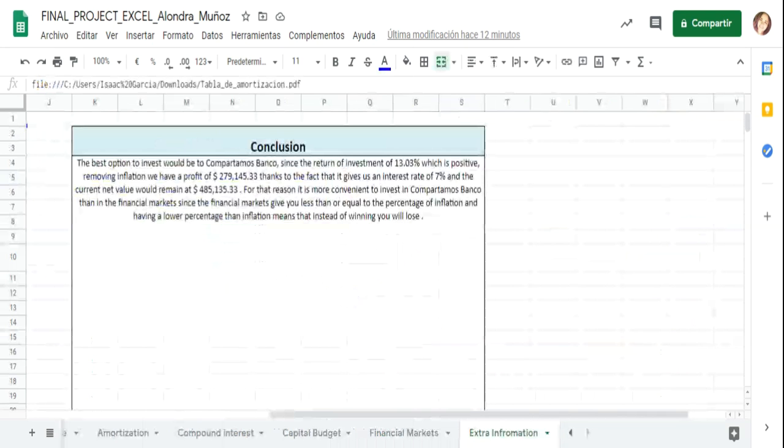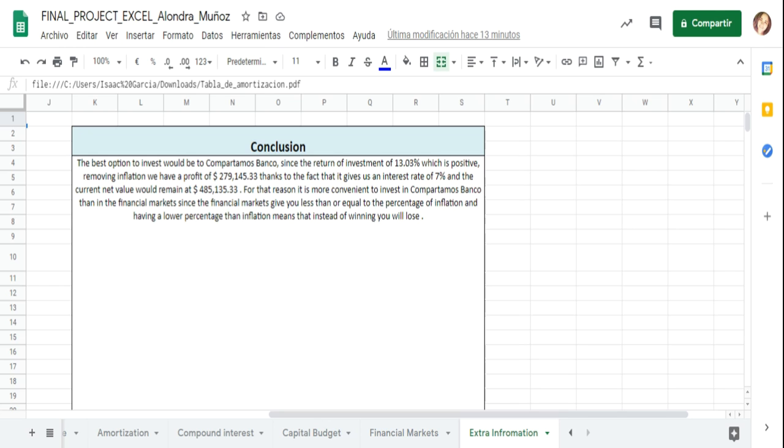As I told you, the return on investment of 30.03% is positive. Removing inflation, we have a profit, thanks to the fact that it gave us an interest rate of 7%, and the current net value will remain at those quantities. For that reason, it is more convenient to invest in Compartamos Banco than in the financial markets, since the financial markets give you a percentage less than or equal to inflation.